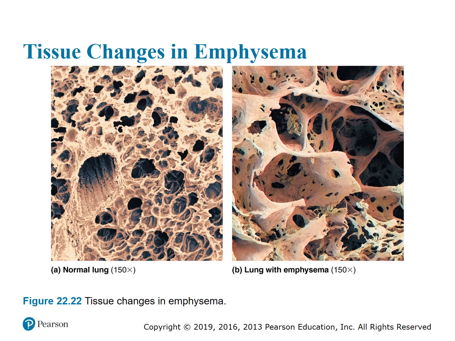Okay, so Figure 22 shows tissue changes in emphysema. And by the way, emphysema is a lung condition that causes shortness of breath. So we can see that in people with emphysema, the air sacs, the alveoli in the lungs, are damaged. And over time, the inner walls of the air sacs weaken and rupture, creating these larger air spaces instead of many small ones in a normal lung.